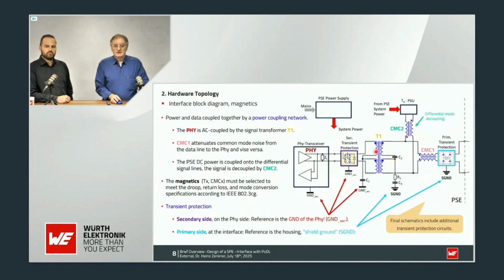Coming to the detail a little bit, this is the same schematic, the same figure as before. But you see here we have a transient protection, which is the differential mode protection on the primary side. And at the secondary side after the transformer, we have again a secondary transient protection, again in differential and common mode, to clamp and to protect the PHY.